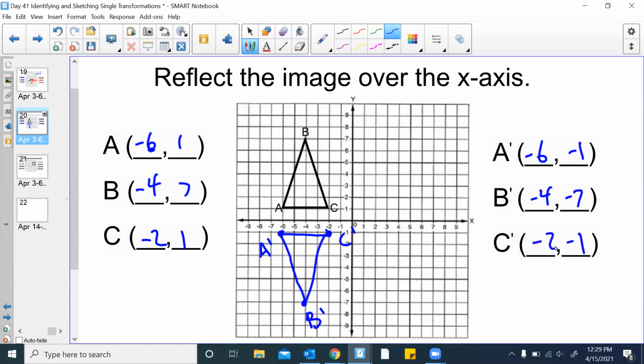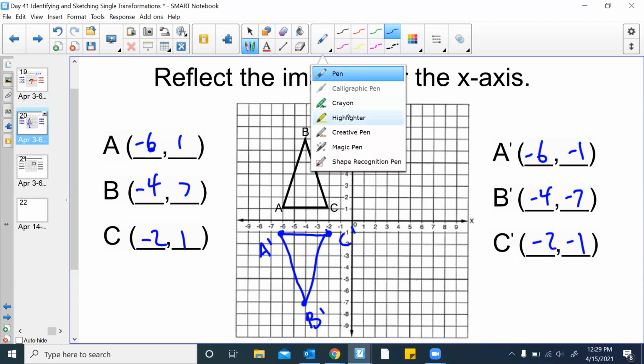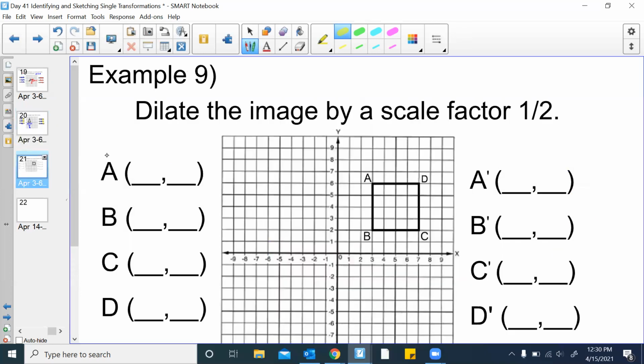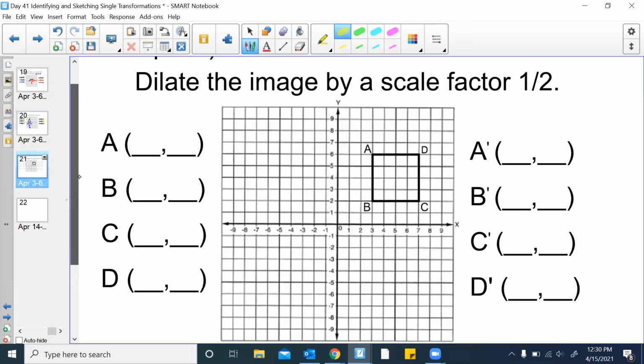Notice, I'd like to point this out to you, because we reflected over the x-axis, our y values all just change to be the opposite sign. Okay? So if you catch those patterns, that's pretty helpful.